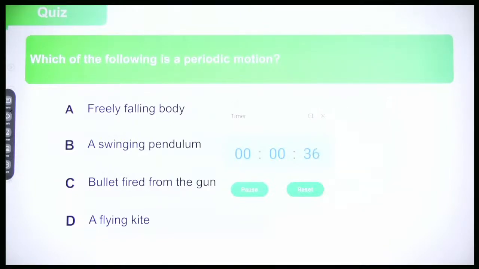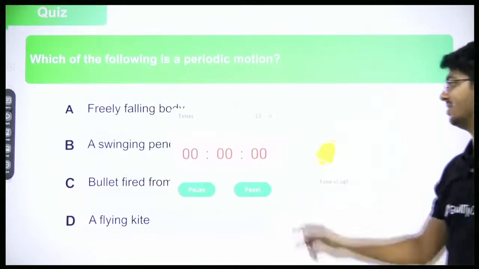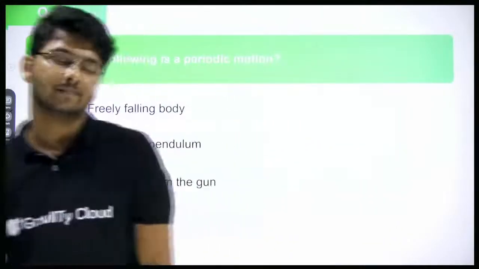And look at the options. Freely falling body. So imagine it. In fact, you can draw a diagram. A swinging pendulum, draw a diagram. Bullet fired from the gun, draw a diagram. Imagine it first. Imagine and then draw. And a flying kite. Imagine it. In 10 seconds more. So 3, 2, 1 and the bell rings. The time is up. What is the correct answer?